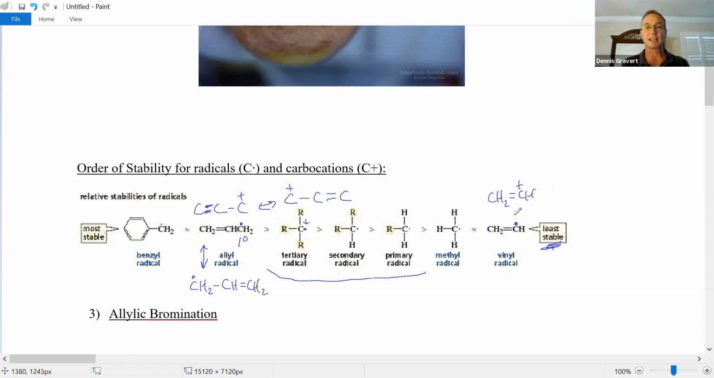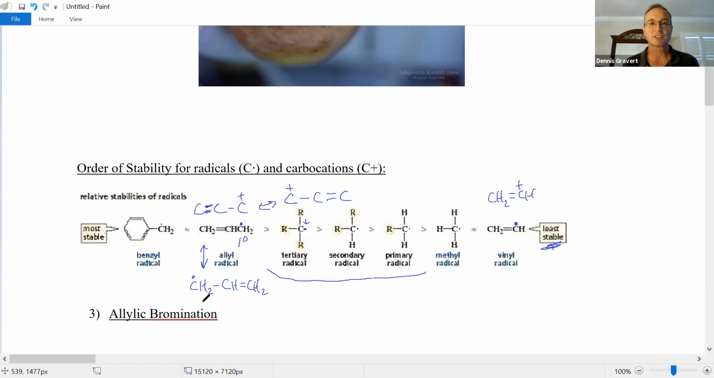So that's where we ended the last video. Today, we're going to exploit this trend. What's the most stable radical or carbocation? It's the allylic or the benzylic. I'm not going to do the benzylic today. We're going to look at the allylic radical.